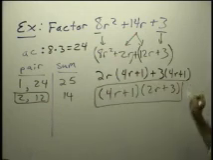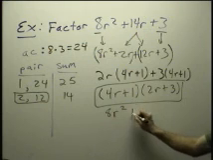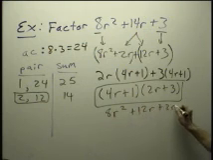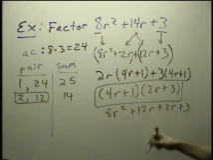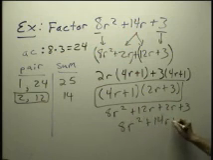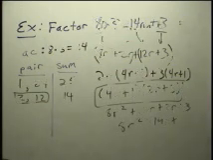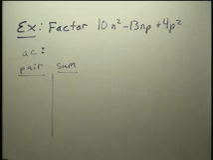And if we were to check that by FOIL, 8r squared plus 12r plus 2r plus 3, combining like terms, we are going to get exactly the polynomial we started with. So that confirms that this is the correct factorization. This will also work if we have additional variables.